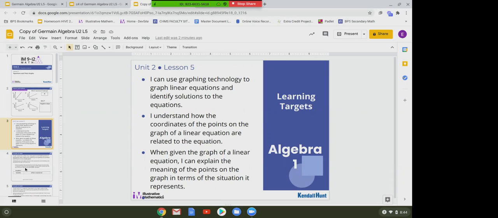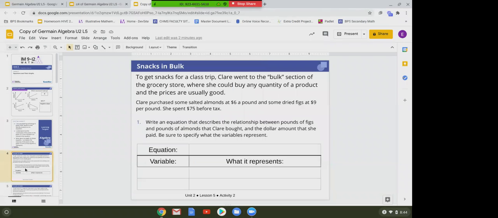So let's take a look at slide number 4. If you're in your book, it's 5.2 Snacks in Bulk. And in the picture, it's like some almonds and some figs. So let's take a look at what this activity is talking about.